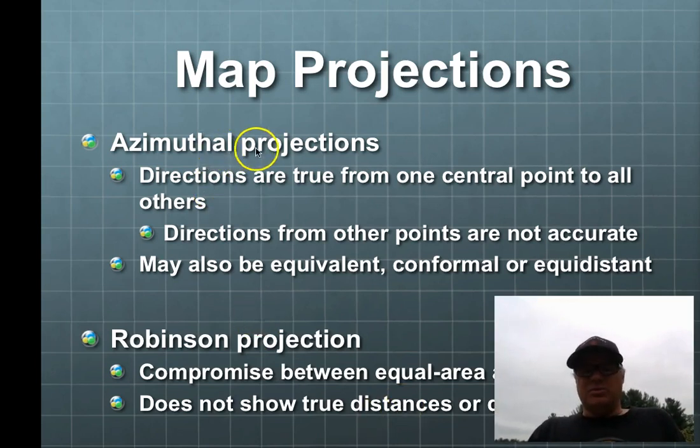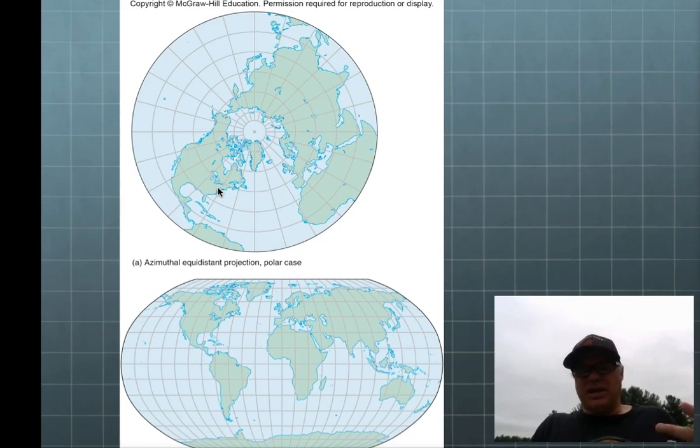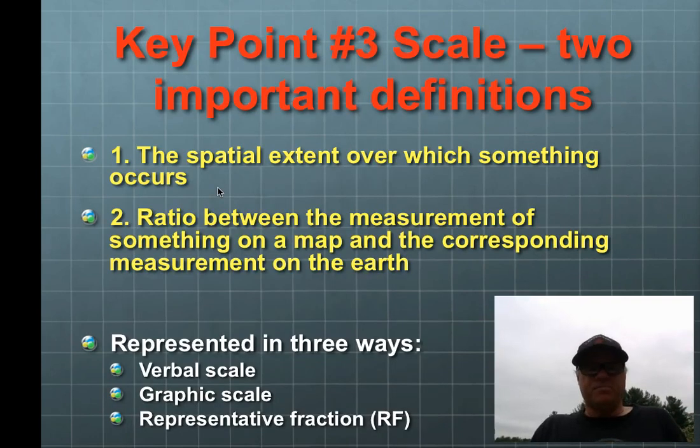There's also the azimuthal projection, where directions are true all from one central point, but not necessarily true in other areas. So you'll see different maps that take these different views. Okay. So, key point number 3, talking about scale.